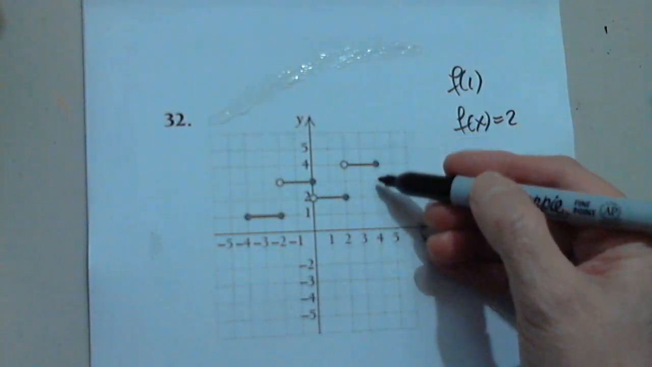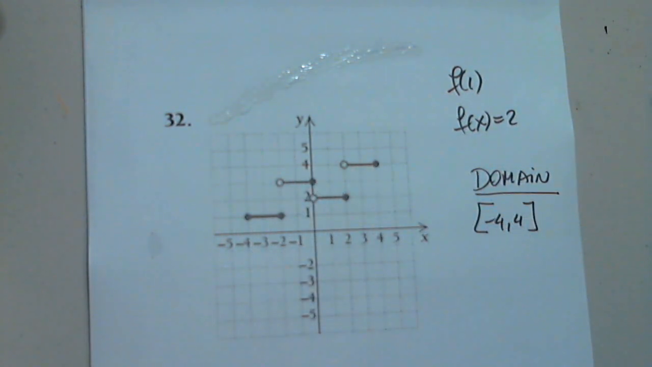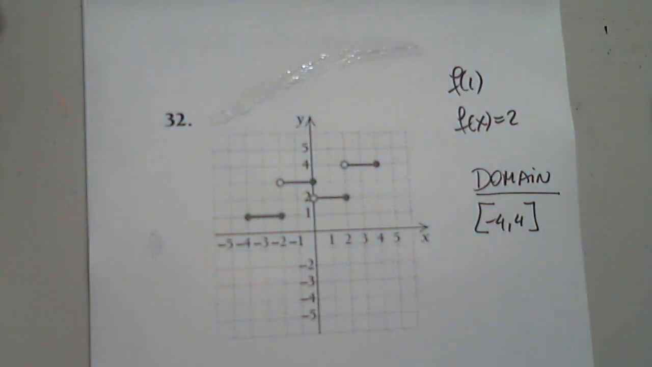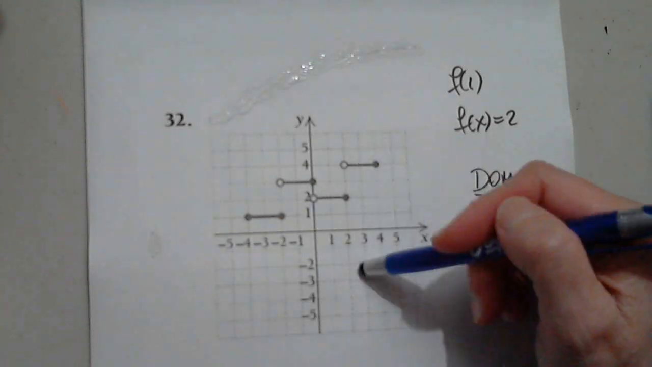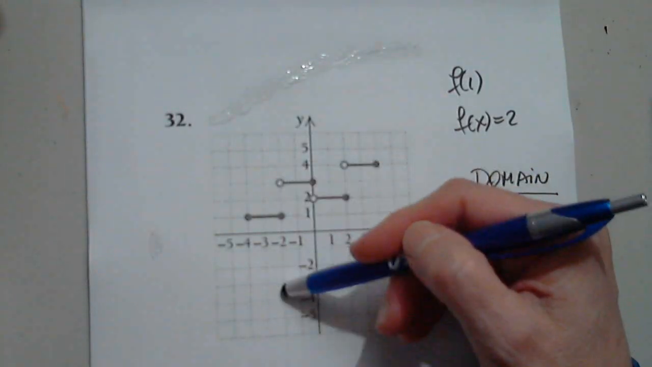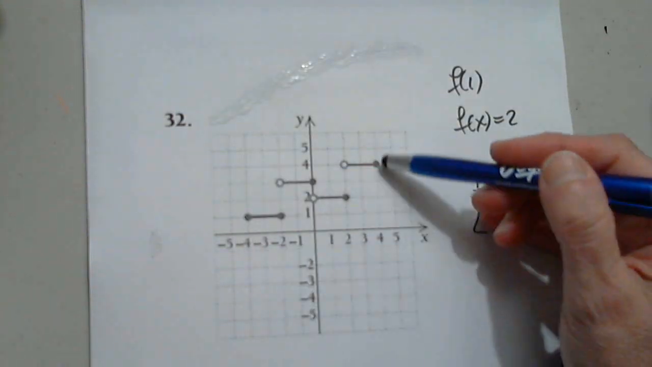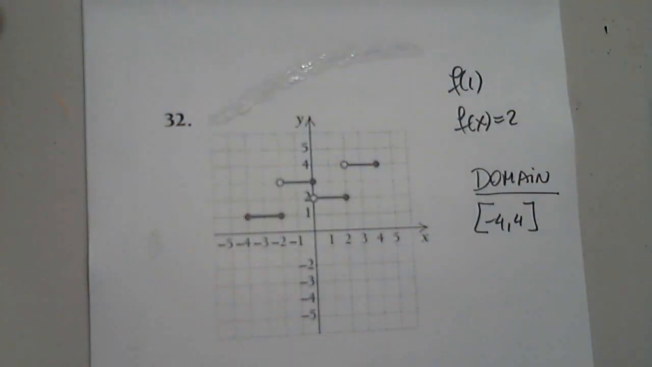Brackets because it's a full point. And there is nothing missing. A vertical line will cross the function always in one point between -4 and 4. Great.